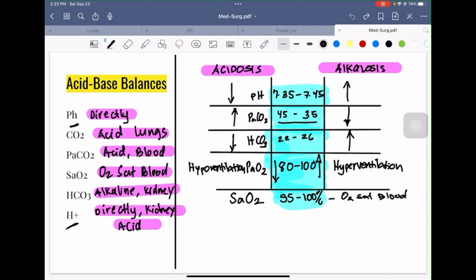All right. This is the unique part of it for me. My PaO2.